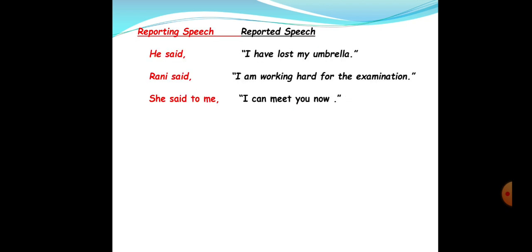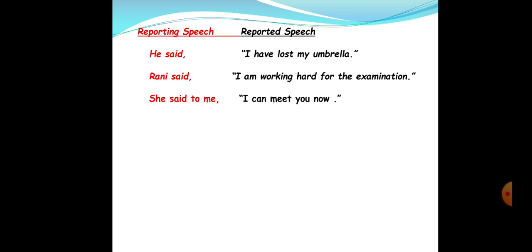Now one more thing which you must keep in mind is that suppose I am giving you this example, he said, "I have lost my umbrella." So here, he said, this part of the sentence till the comma is known as the reporting speech. That part of a sentence which remains outside the inverted commas is known as the reporting speech, and the verb used in reporting speech is known as the reporting verb. So here said is the reporting verb.